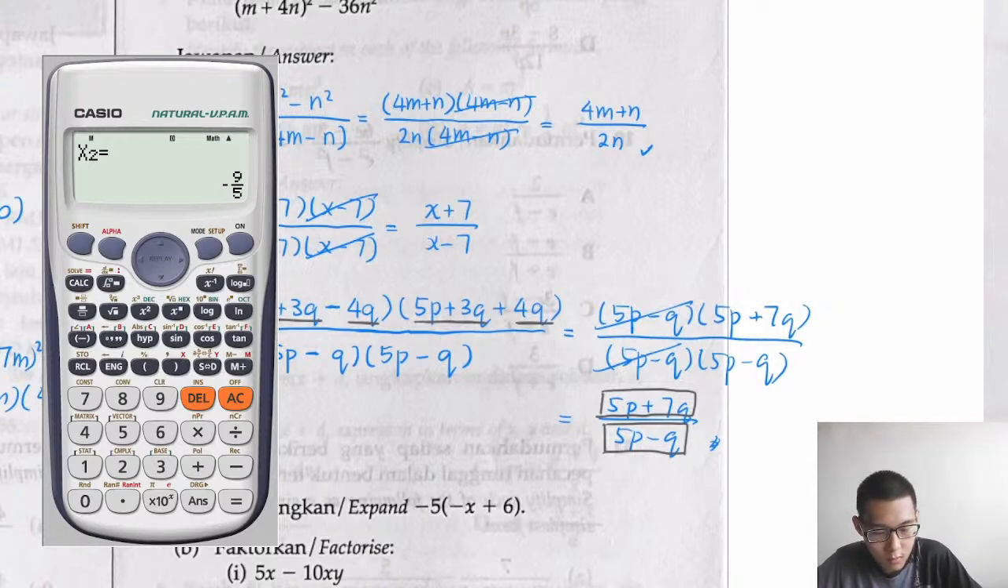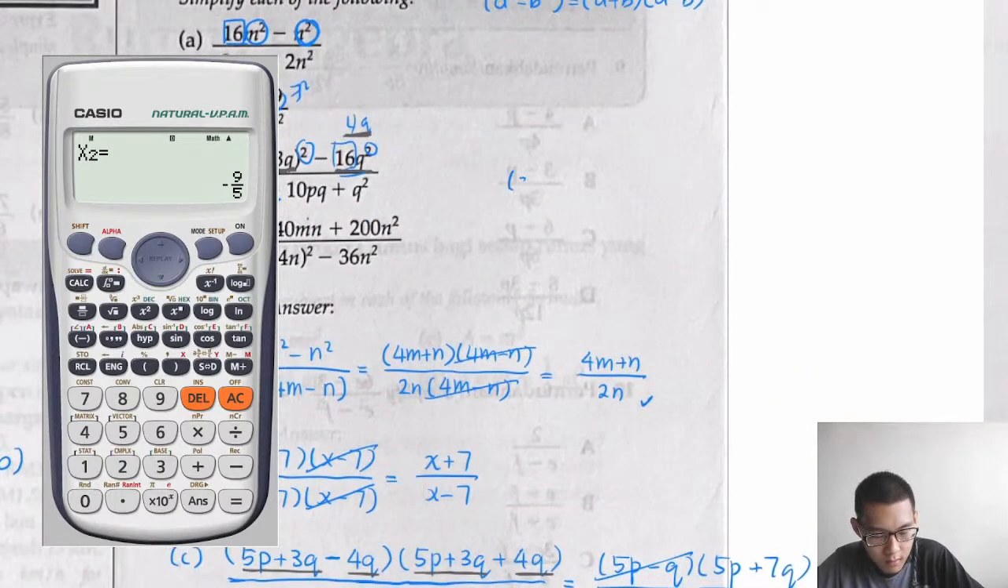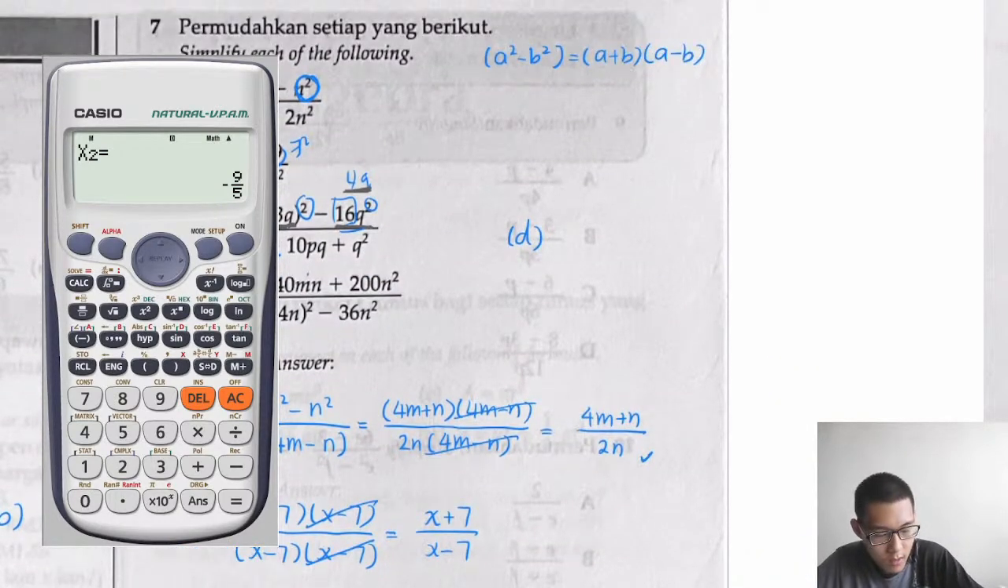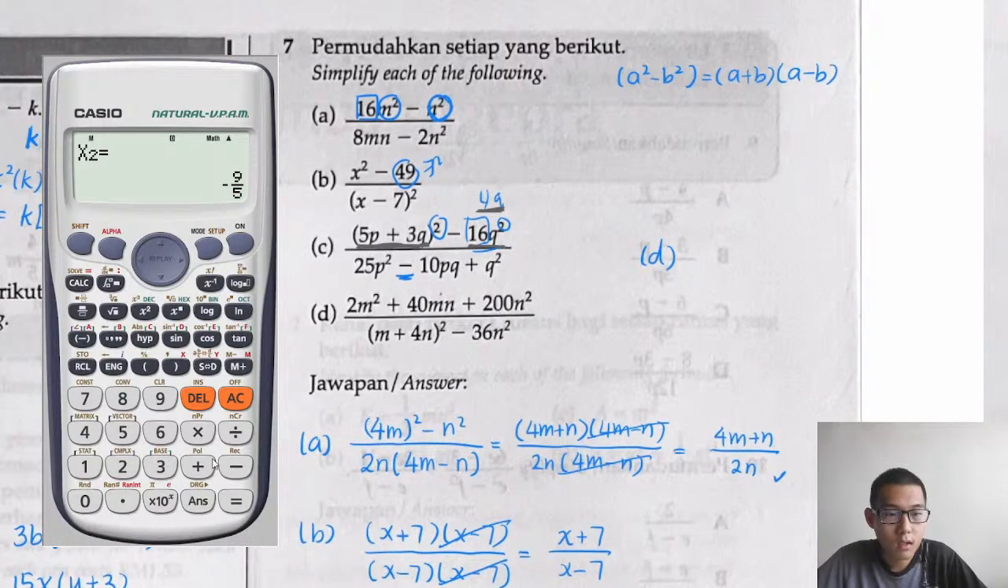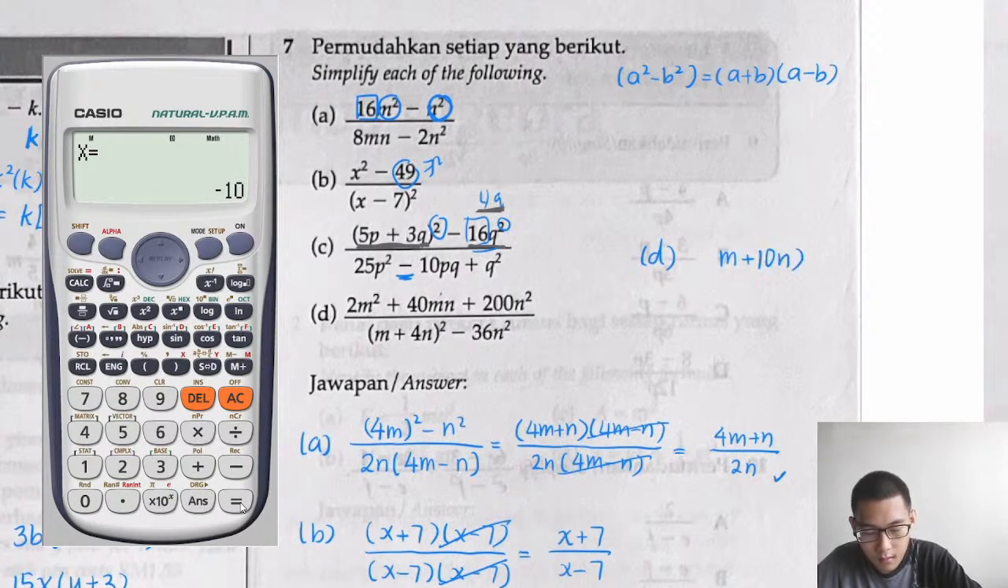Okay. So we have another one for question D. Question D I do here. M square, mn, and 200n square. Wow, very hard this one. Maybe I use calculator. Okay. Let's use calculator. We have 2m, 40, and another 200. So it's 10. So x equal to negative 10. So x plus 10 equal to 0. So I change x to m, m plus 10n equal to 0.